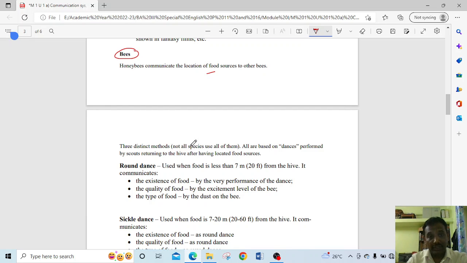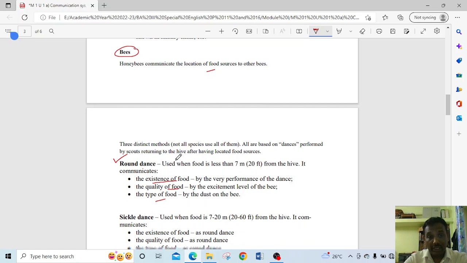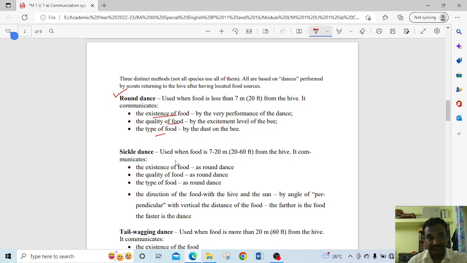Now, for example, they do a round dance. This round dance is used to tell that food is available, what quality of food is there, and what type of food is there. Now they also do the sickle dance. All these types of dance are done to communicate to other bees that the food is available from a particular distance.